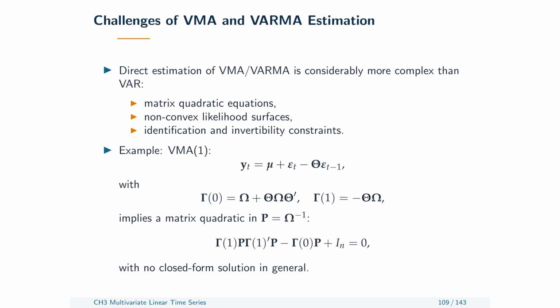Direct VMA and VARMA estimation is harder than VAR estimation. Likelihood surfaces can be non-convex. Matrix polynomial representations may be non-unique, and stability, invertibility, and identification constraints must be enforced. Even the covariance equations of a VMA1 can lead to matrix quadratic equations without a simple closed form.